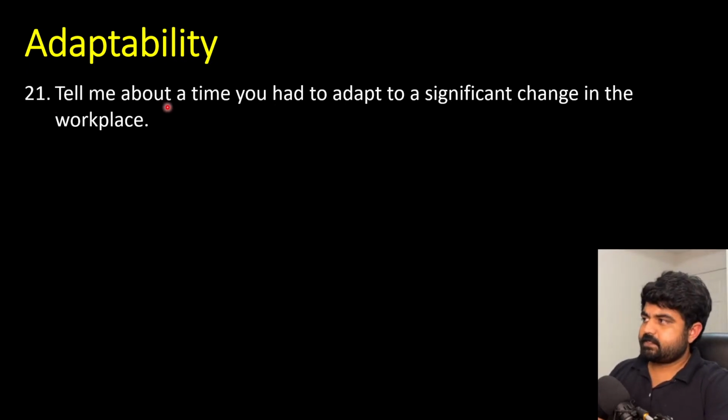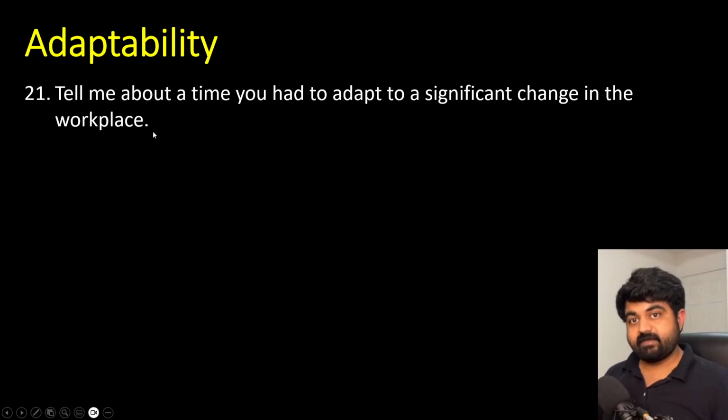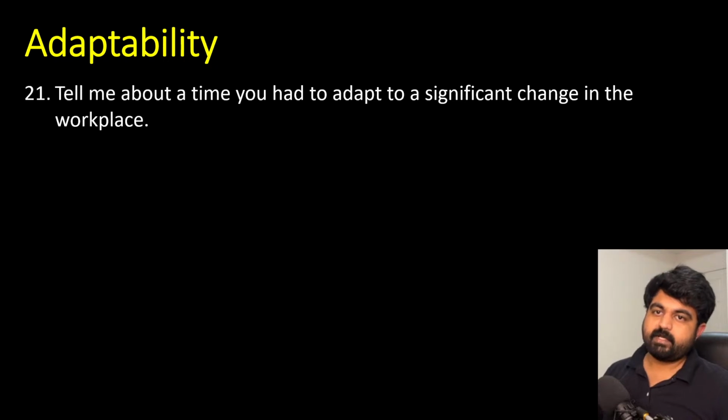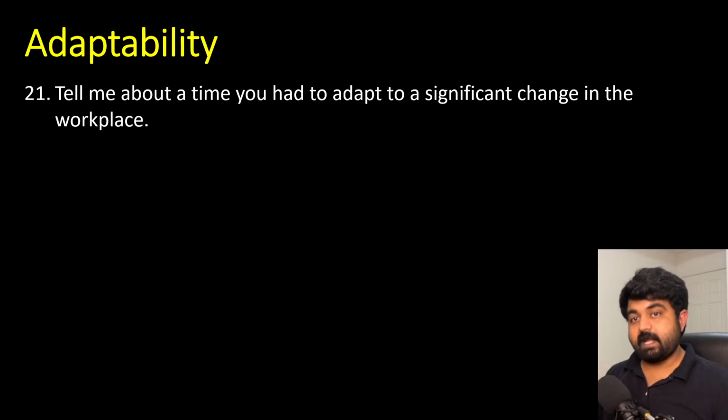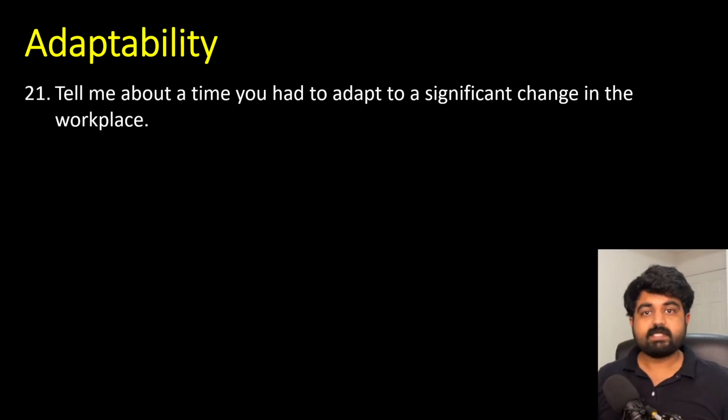So the question is, tell me about a time when you had to adapt to a significant change in the workplace. What was the significant change? Why did it come into the picture? How did you adjust to it? What did you do to accommodate better? Did you help someone else to adjust as well? These are the things you can consider.